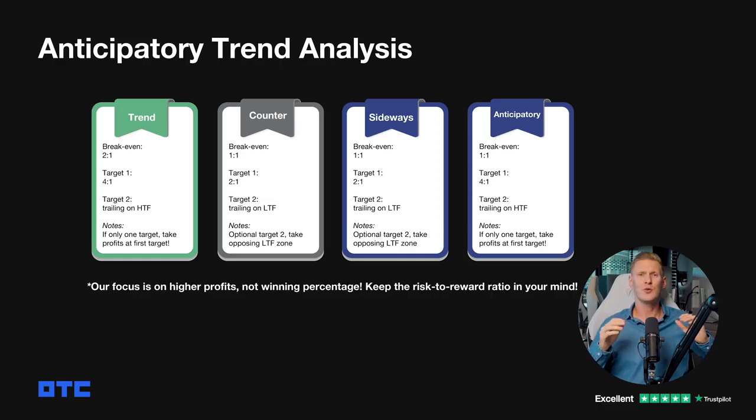Risk allocation. To manage two targets effectively, split your position into two trades. Allocate 50% of your risk size to the first target and the remaining 50% to the trailing target. This strategy ensures you capture immediate profits while keeping a portion of the trade open for larger potential gains, a method we call riding the wave.